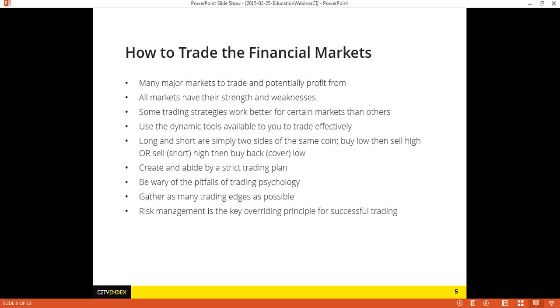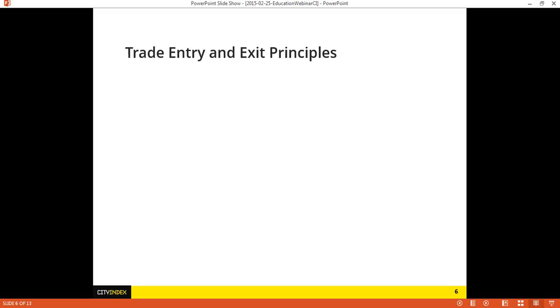So basically, you need to manage your risk. You want to be able to survive to trade another day. If you don't do that, you're going to find yourself in a bad position. So basically, risk management is the key overriding principle, and the best way to set your risk management is according to the market and according to technical analysis.